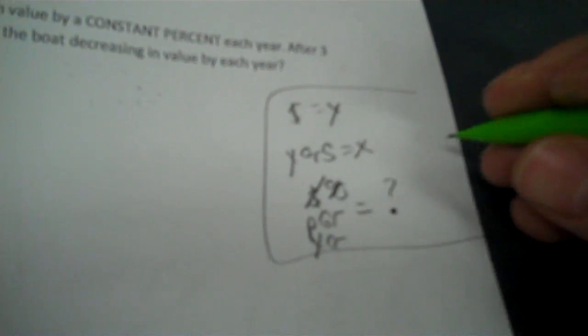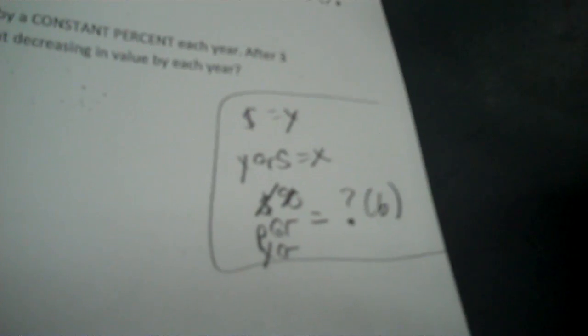You don't use that formula, okay? It's not an interest problem. Do a units analysis. You've got money and years. Years is X, money's Y. Dollars per year, there isn't a dollars per year, it's a percent per year. But you don't know the percent, so put a question mark. And if you don't know the percent, that's going to be your B. So down here, you're going to be solving for B.